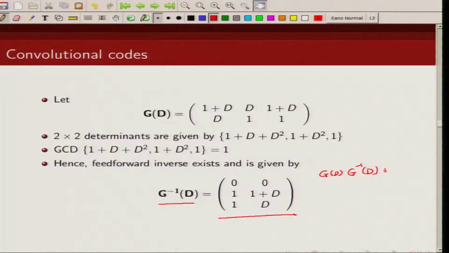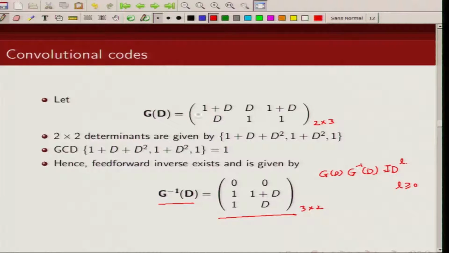And again we can check that G(D) times the inverse will basically be some delay elements, D to the power L where L is greater than or equal to 0. We can verify this quickly. This will be the 2 cross 3 matrix, and this will be the 3 cross 2 matrix. So, what we will get is a 2 cross 2 matrix, and so this will be some D to the power L times the 2 cross 2 identity matrix.